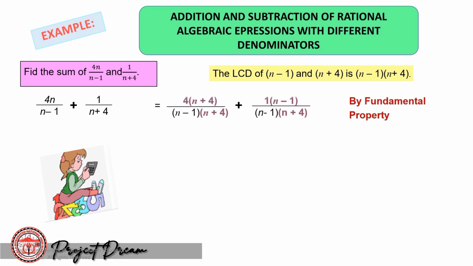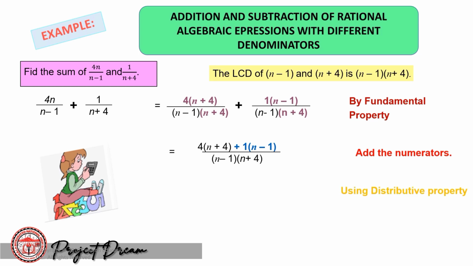Using the fundamental property, we have 4 times n plus 4 over n minus 1 times n plus 4, plus 1 times n minus 1 over n minus 1 times the quantity of n plus 4. Adding the numerators, we have 4 times n plus 4 plus 1 times n minus 1 over n minus 1 times n plus 4.